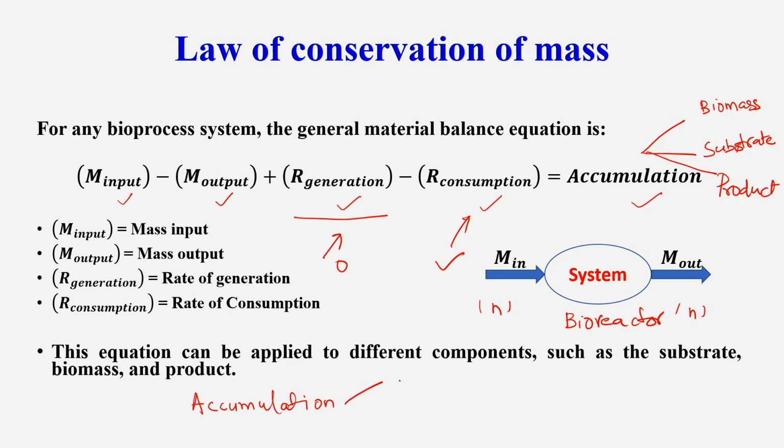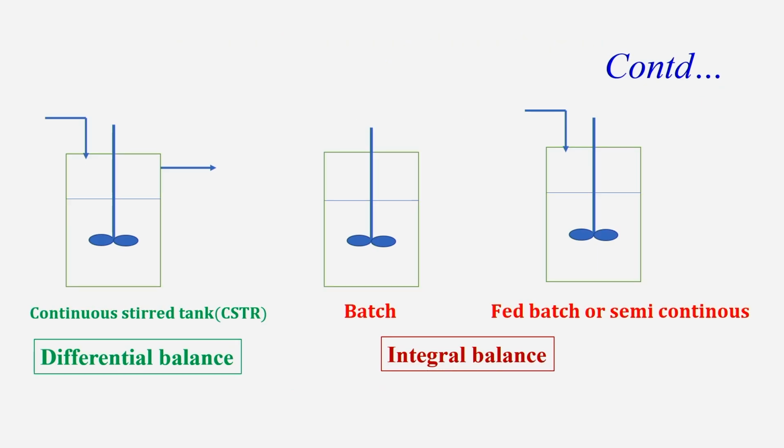This accumulation can be both positive or negative. As I told, if you are doing the mass balance for biomass, the accumulation will be positive. If I am even doing this mass balance for the product, accumulation will be positive, but when I am doing this mass balance for the substrate, the accumulation will be negative. So, when we apply this general mass balance equation, now we can have three different processes in bioprocess engineering.